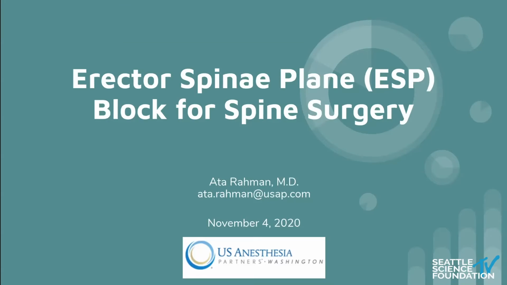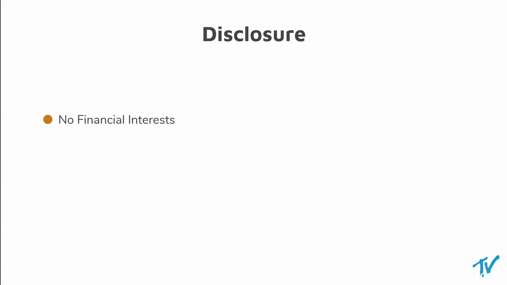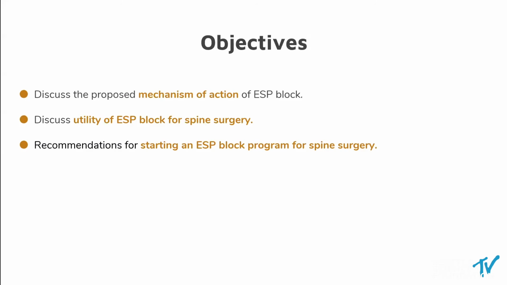Thank you, Dr. Chapman, for the introduction. Again, my name is Atta Rahman, one of the anesthesiologists with U.S. Anesthesia Partners of Washington, and I'm going to talk today about the Erector Spinae plane block, or ESP block, for spine surgery. I have no conflicts of interest to report, and today in the talk we're going to talk about how the ESP block works, how that mechanism of action can actually make it useful for spine surgery. And then based on my experience of rolling this out for spine surgery in Denver, we'll talk about a few recommendations for starting up an ESP block program for spine surgery here.